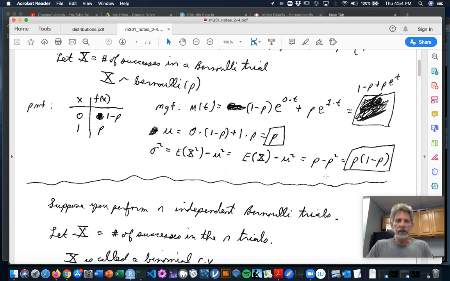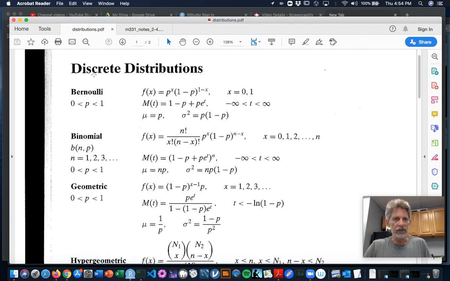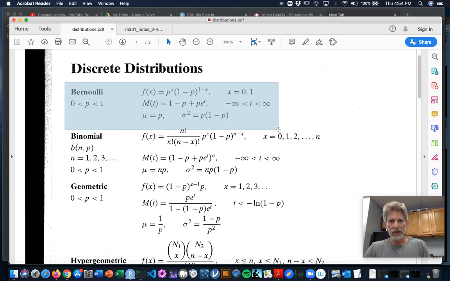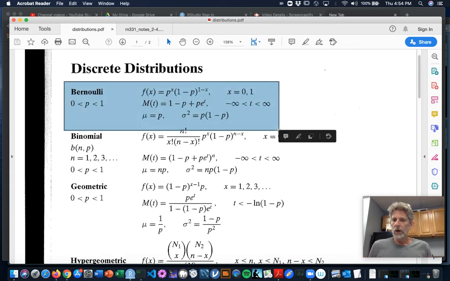So Bernoullis, they don't really show up as their, well, they do. Look at that. They must be really important. They show up on the table of distributions as the very first entry. So we totally need to memorize these things: the moment generating function, the mean, and the variance.